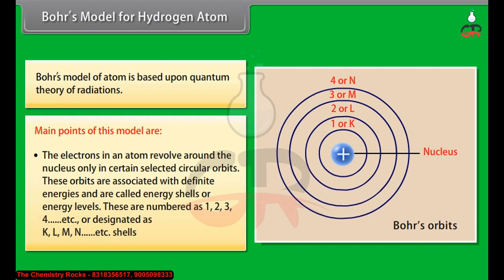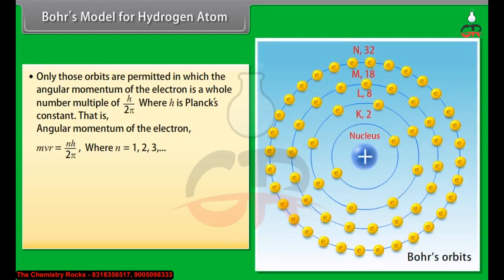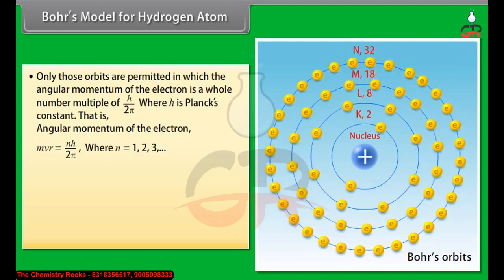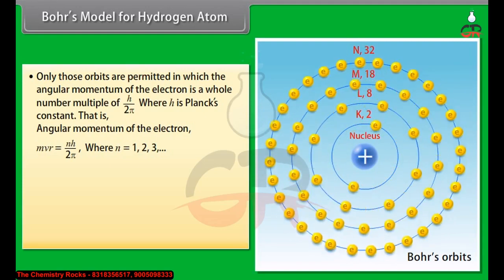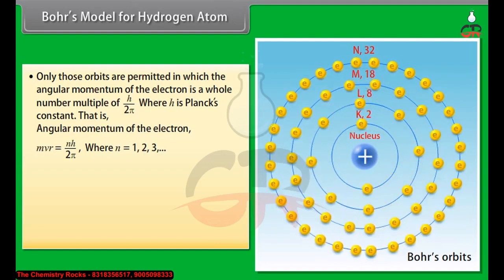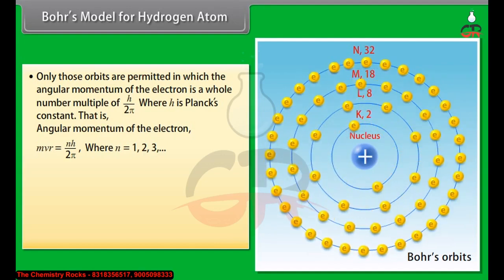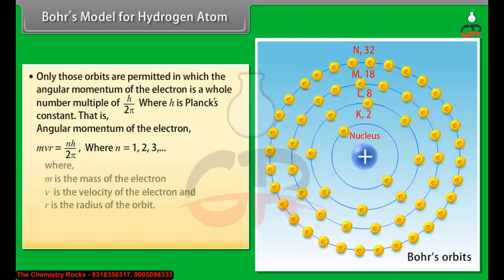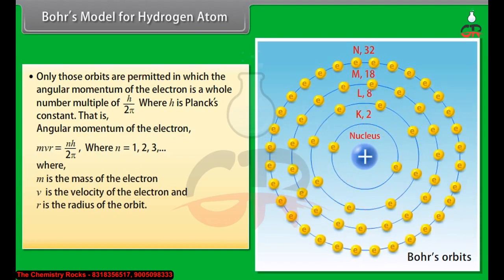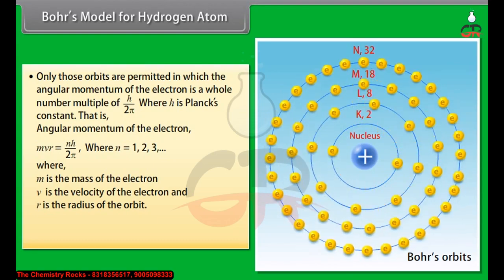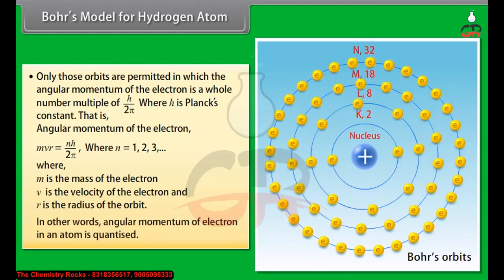Only those orbits are permitted in which the angular momentum of the electron is a whole number multiple of h by 2 pi, where h is Planck's constant, that is, angular momentum of the electron mvr is equal to nh by 2 pi, where n is equal to 1, 2, 3, etc., where m is the mass of the electron, v is the velocity of the electron, and r is the radius of the orbit. In other words, angular momentum of electron in an atom is quantized.